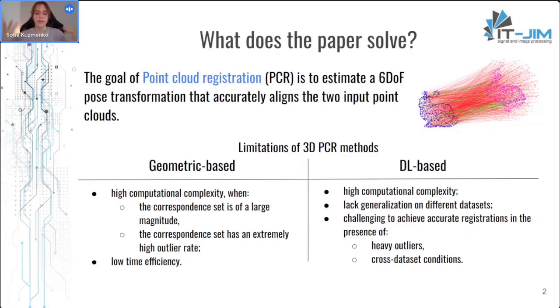So yeah, I told you there are lots of methods for solving this problem, and most of them rely on this correspondence set. So the quality of the set is important, but in practice, correspondences may have lots of outliers which worsen the results or even make them unpredictable. There are two main approaches in this field, and you probably know well the limitations of both. So I will not repeat them.